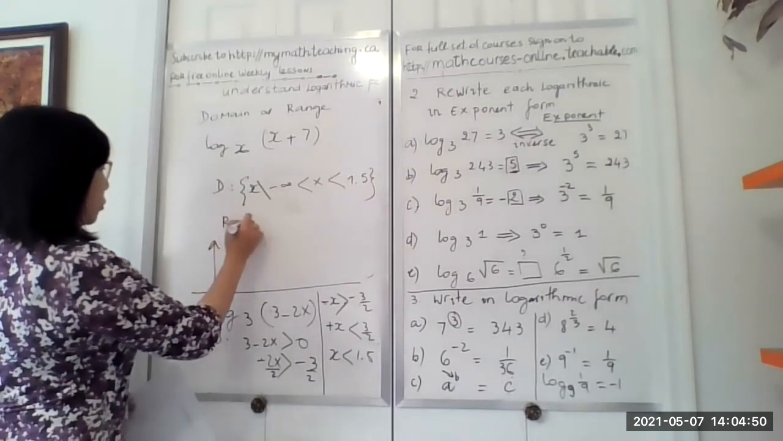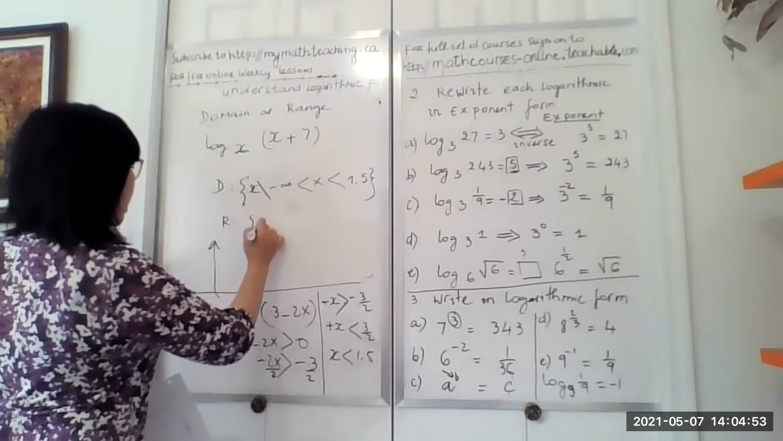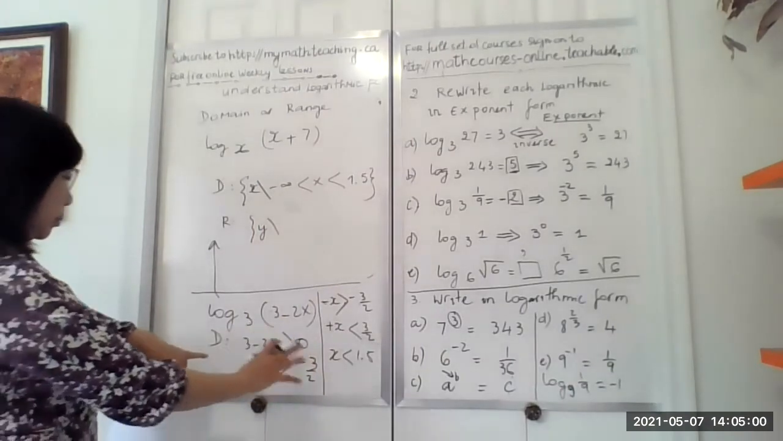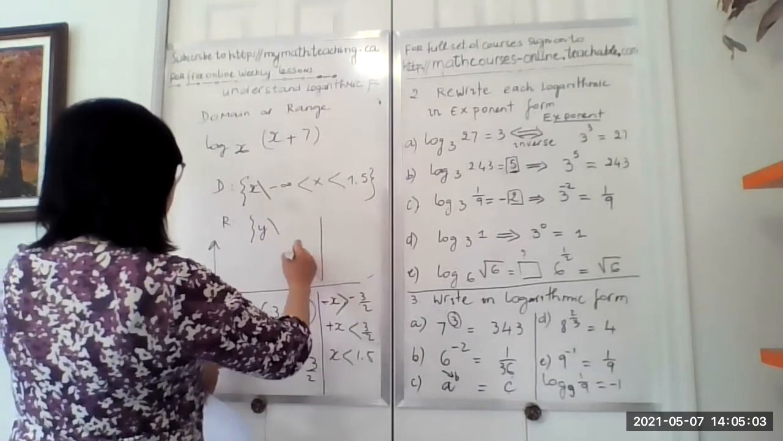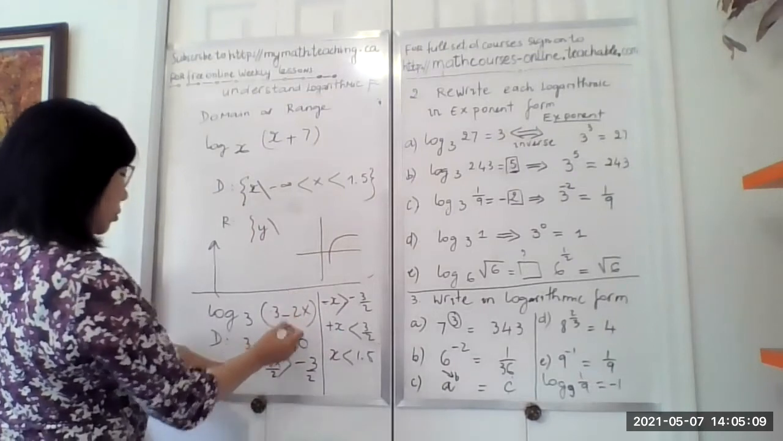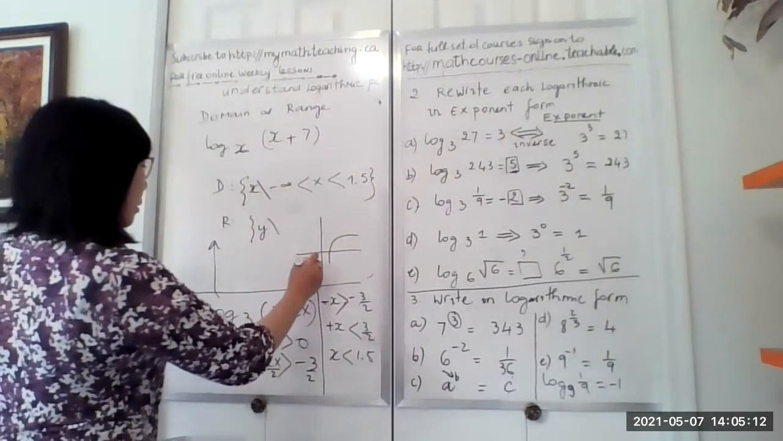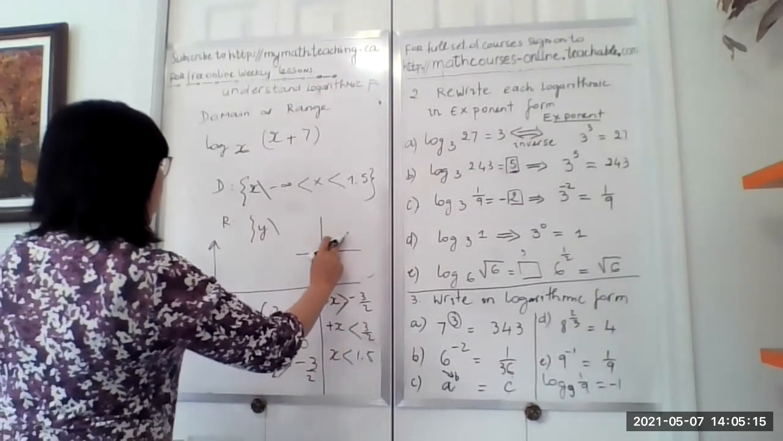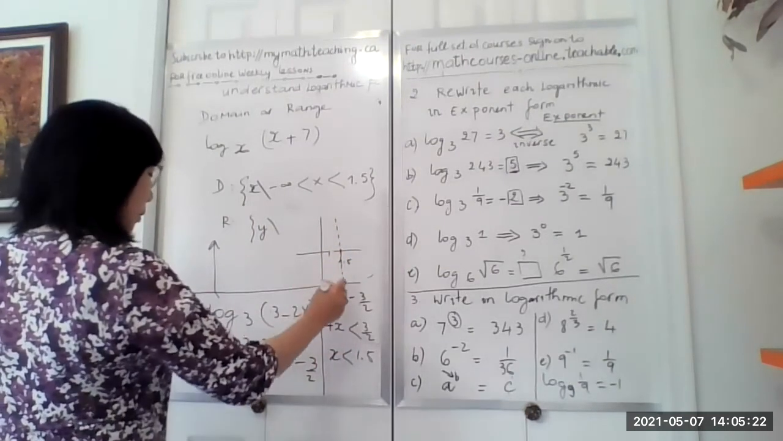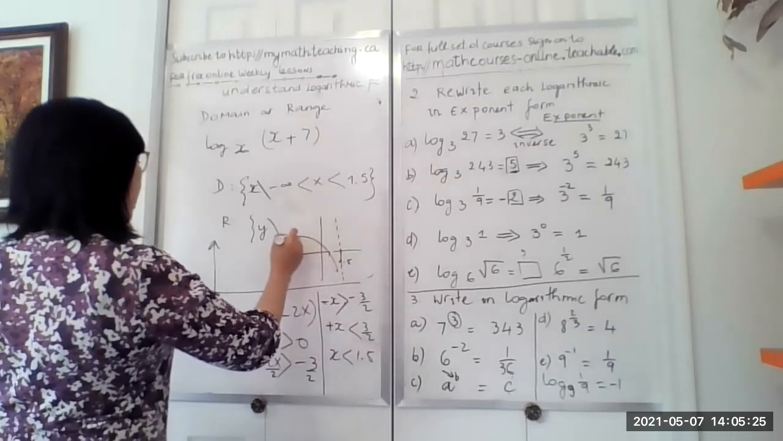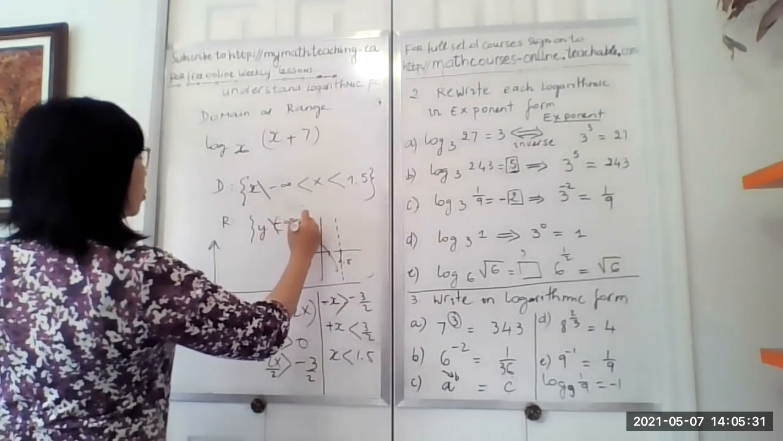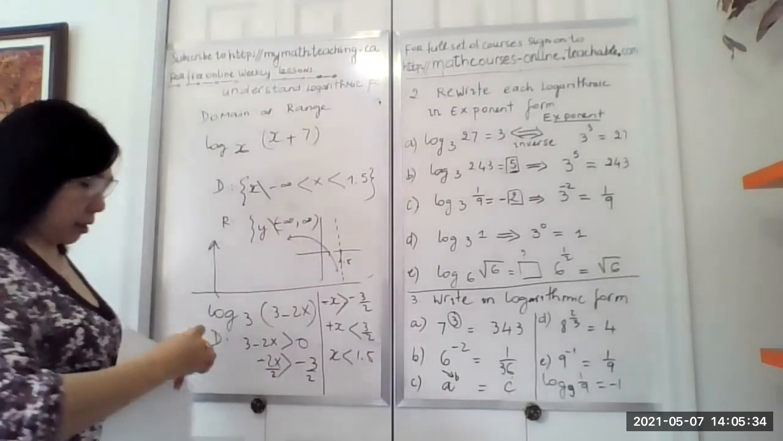And again, the range is just a set of y such that, in this case, we know that there is a reflection over the y axis. So the normal log will go like this, but there's a reflection over the y axis. So it goes this way, and this is 1.5. This is the vertical asymptote. And the x goes this way, something like that. So still, the range is negative infinity to positive infinity, similar.